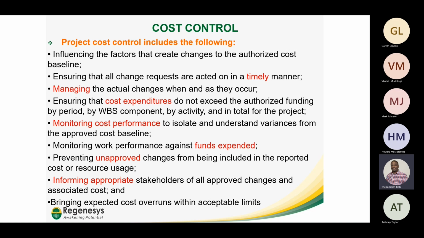Obviously, we need to do the monitoring of cost performance to isolate and understand variances from the approved cost baseline. Monitoring work performance against funds expended, preventing unapproved changes from being included in the reported cost or resource usage. And of course, informing appropriate stakeholders of all approved changes and associated costs, and bringing expected cost overruns within acceptable limits.